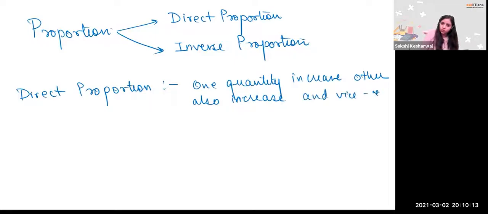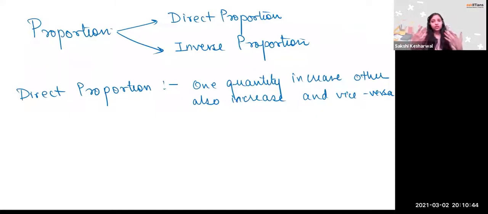Vice versa means what? Let us suppose I bought 10 pens for rupees 20. So what is the cost of one pen? That's rupees 2. Now if I'm going to buy 50 pens, then the cost will be 100 rupees. So as you have increased the number of pens, the price you will be paying to the shopkeeper is also increased, right?